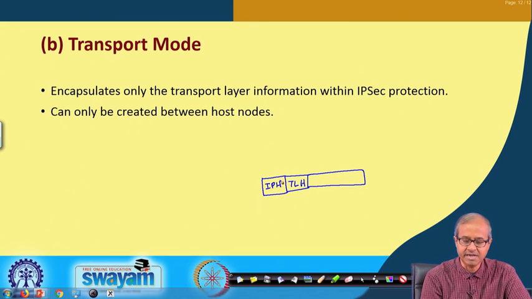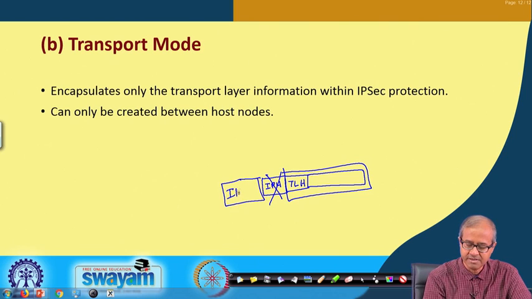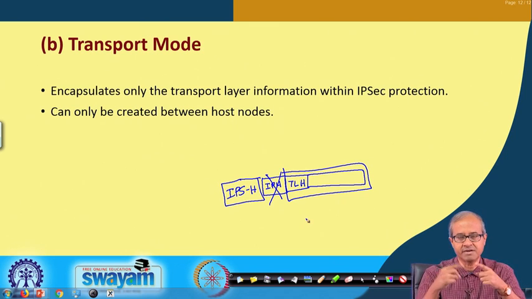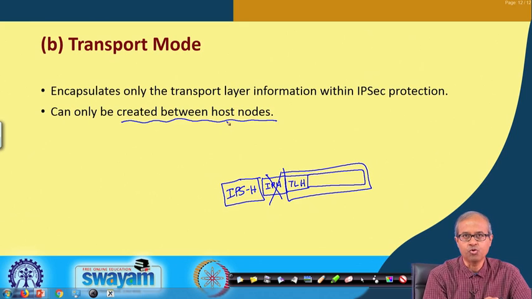But here what I am saying is that in the tunneling mode, the entire thing was being carried, but in the transport mode this IP header is taken out. Only the transport layer information is considered as the data part, and this IPsec header is added to it. And because transport layer is active only between the end to end hosts, this is only possible to be created between two hosts which are communicating.